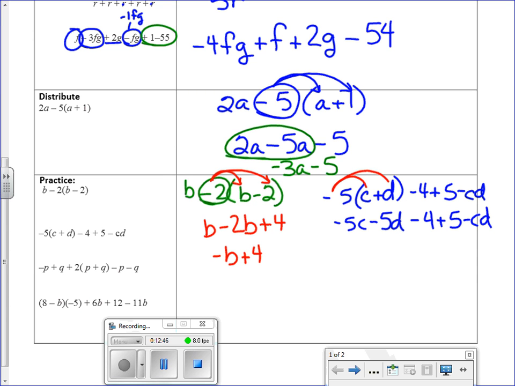Well, if I look at this expression, there's absolutely nothing I can combine together except for negative 4 and 5. So I can rewrite this expression as negative 5C minus 5D plus 1 minus CD. And that's it. Go ahead and try the next two on your own, and we'll look at them in class tomorrow.